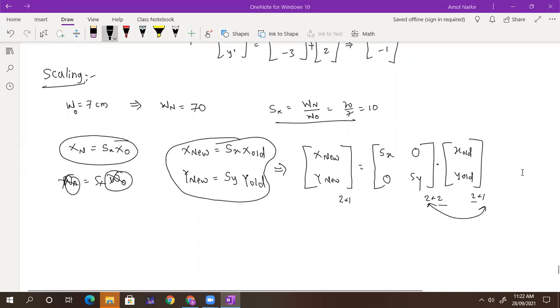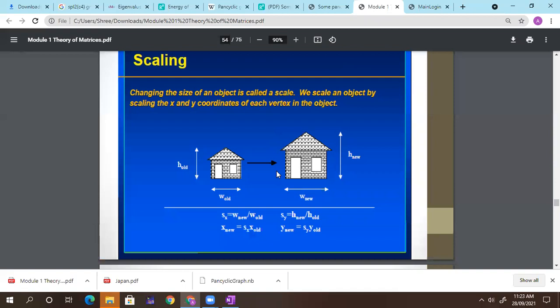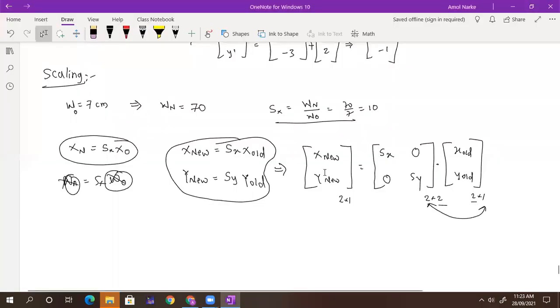Sir, can you give a short summary of scaling? That's why I'm saying, I'm going to forward this to you, but keep your notes ready. So write down something.